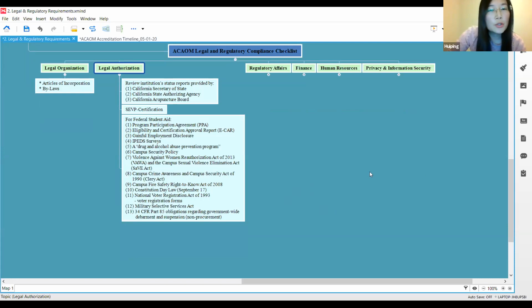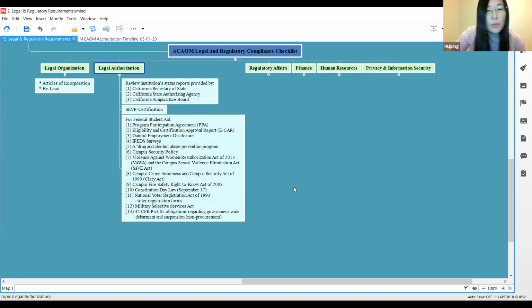And we also need to have a drug and alcohol abuse prevention program, and a campus security policy, and the following laws I'm going to talk about, we will also need to abide by and have policies for. The Violence Against Women Reauthorization Act of 2013, and the Campus Sexual Violence Elimination Act, and the Campus Crime Awareness and Campus Security Act of 1990.